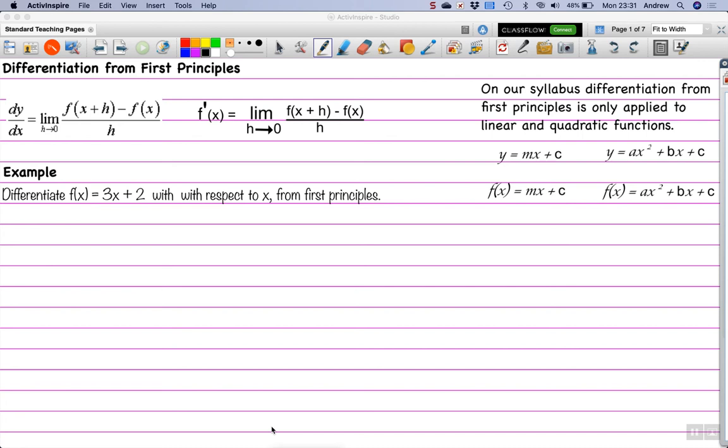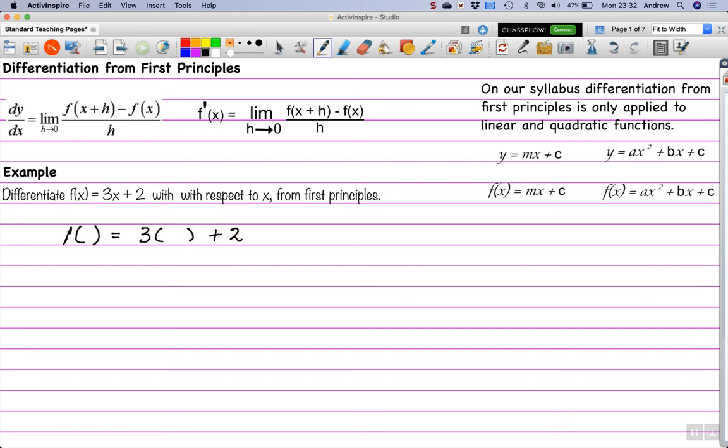Okay, this is the second lesson in 2 lessons, second video in 2 videos, dealing with differentiation from first principles. Now, we've been told an example to differentiate f of x equal to 3x plus 2. So the first thing we're going to do is write empty brackets. So f of empty bracket equals 3 empty bracket plus 2.